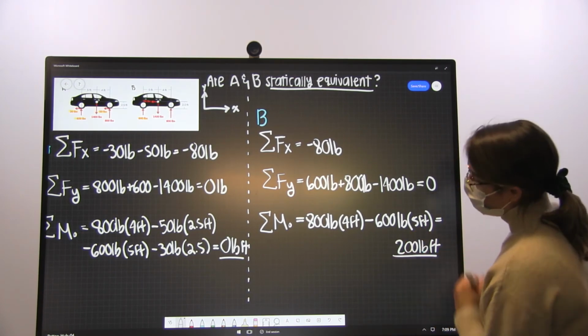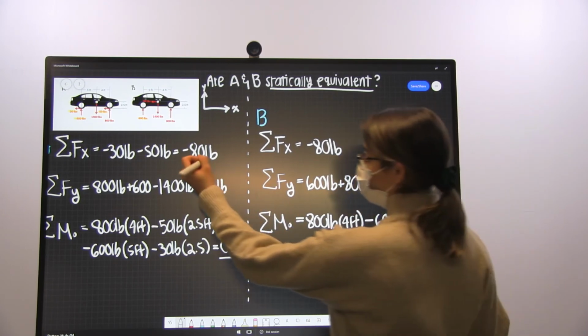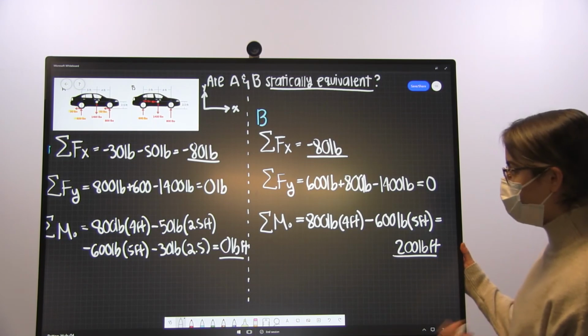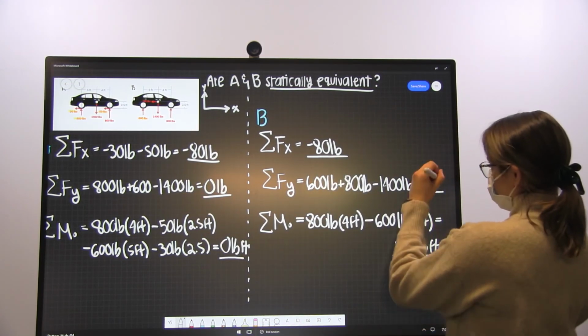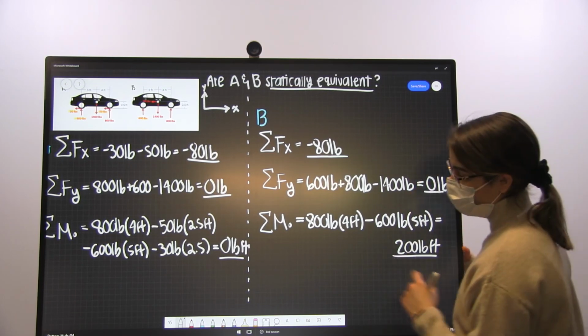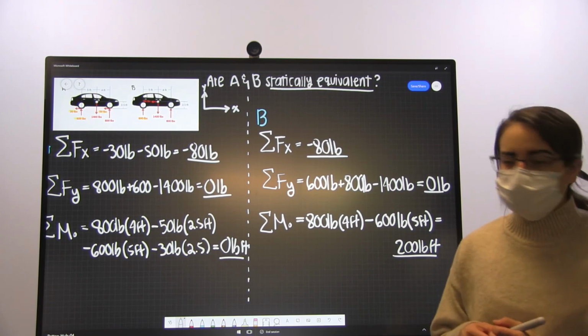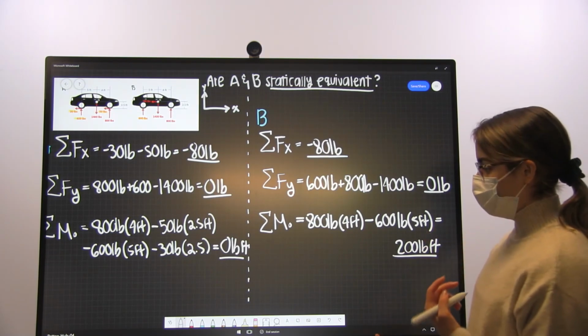Okay, and so now when we compare them, the sum of our forces in the x direction is equal for both. It's negative 80 pounds in the x direction. It's 0 pounds in the y direction. But when it comes to our moments, they're not equivalent. So in this case, our systems are not statically equivalent because our moments are not equal.